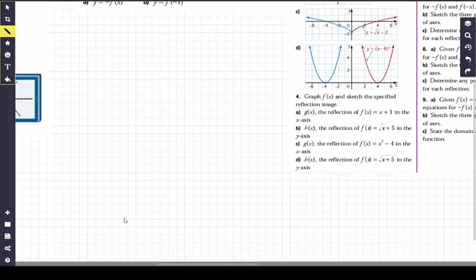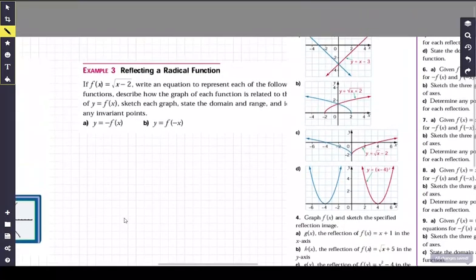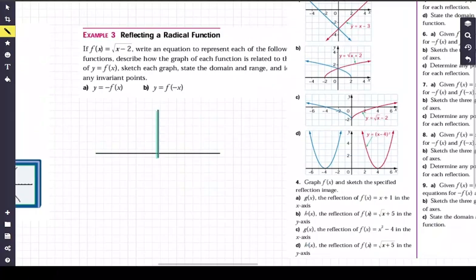Originally we had x minus 2. If you can't tell, that is a horizontal translation 2 units to the right, because it was minus 2. So it would originally look something like this. That would be the square root function. Now, after we flipped it above the x-axis in part A, this should be our result. It should be something like this.